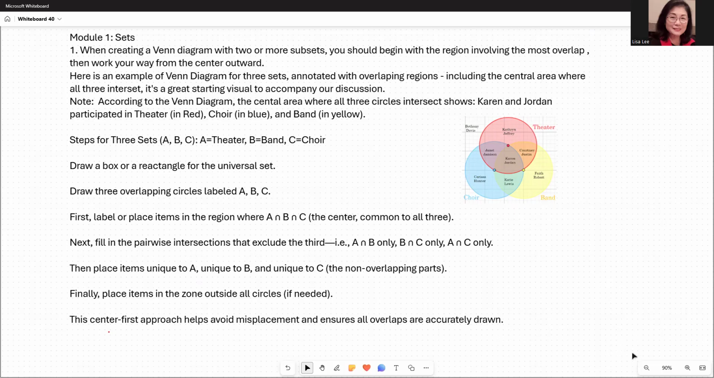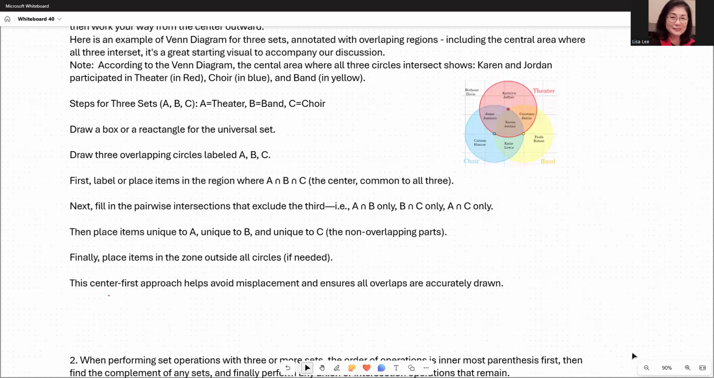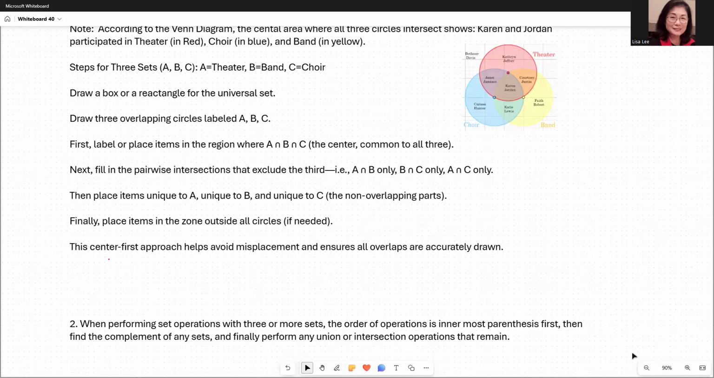So look at the whiteboard, think it over, and try to draw it yourself on your own paper, okay? If you have any questions, please post them under our Module 1 discussions, or you can just email me, okay?